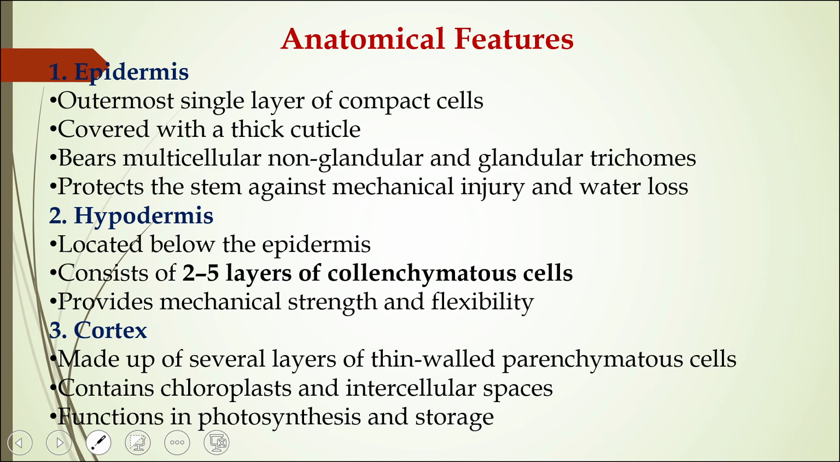These are the explanations of each part. The outermost layer, the epidermis, is a single compactly arranged layer, and bears multicellular non-glandular trichomes and gives protection. The epidermis is followed by the hypodermis, 2 to 5 layers of collenchymatous cells, which gives mechanical strength and flexibility. It is followed by the cortical region made up of several layers of thin-walled parenchymatous cells, which contain chloroplasts and do photosynthesis.